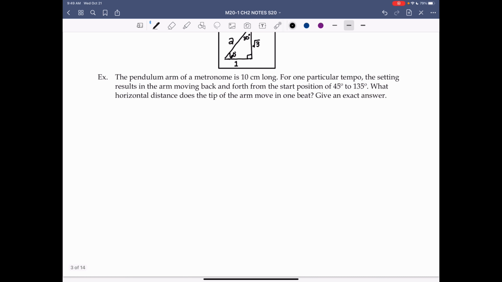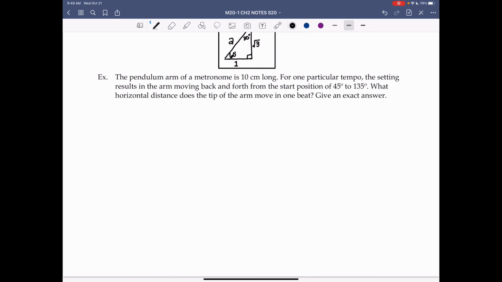The pendulum arm of a metronome is 10 centimeters long. For one particular tempo, the setting results in the arm moving back and forth from the start position of 45 degrees to 135 degrees. What horizontal distance does the tip of the arm move in 1 beat?